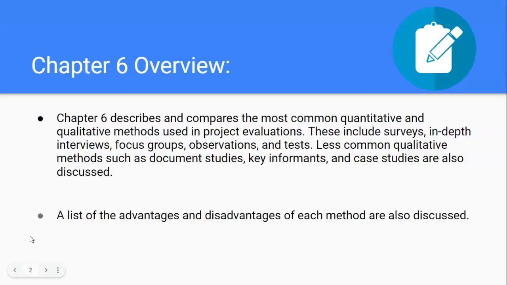This chapter, as a review and comparison of the most common quantitative and qualitative methods used in project evaluations, contains a vast amount of information. Feel free to pause the presentation at any time you feel you need to, in order to take in the full content of each slide. Each type of method presents advantages and disadvantages. These comparisons will be presented in chart form at the end of the presentation for you to reference.